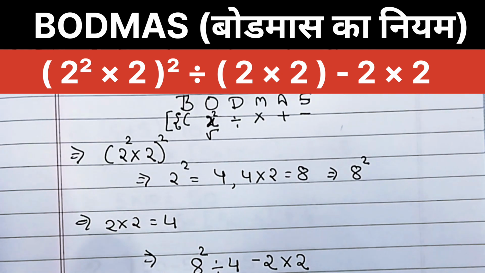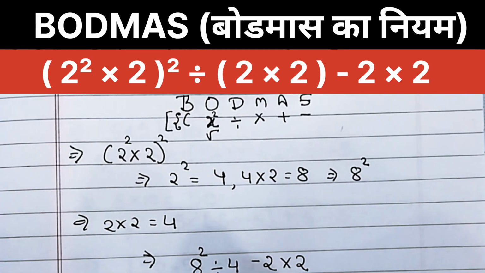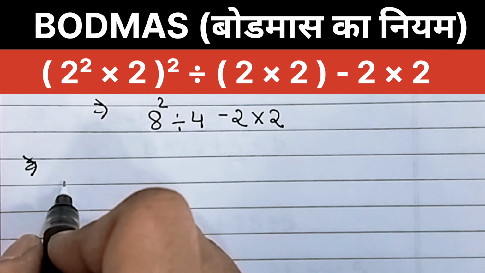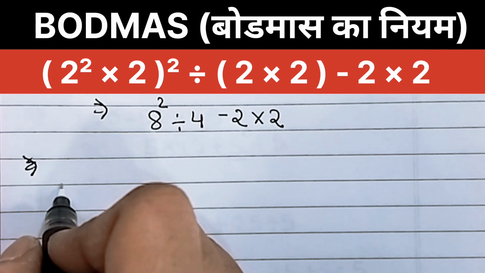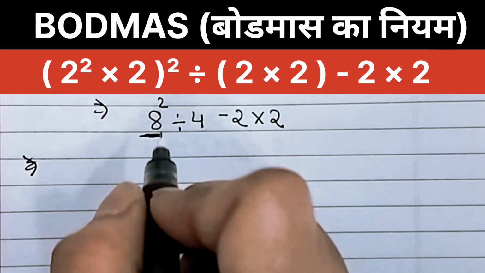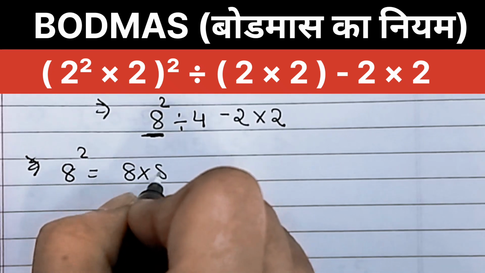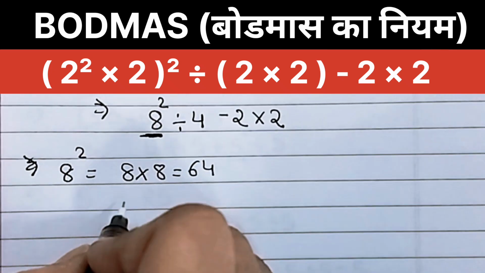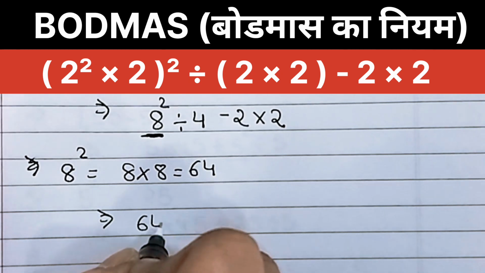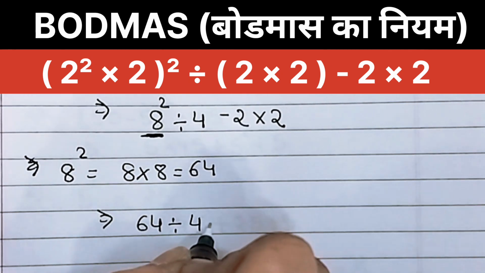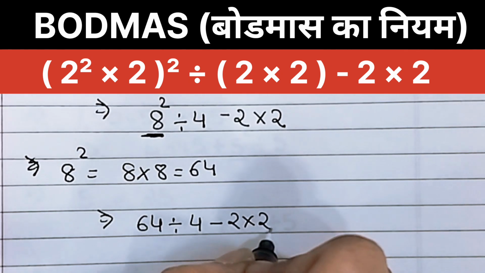Now the second step: solve the orders and exponents. So this is orders and exponents. Next we evaluate any powers or roots. Calculate 8 square. First, 8 square is equal to 8 multiplied by 8, which equals 64. Now the current expression becomes 64 divided by 4 minus 2 multiplied by 2.